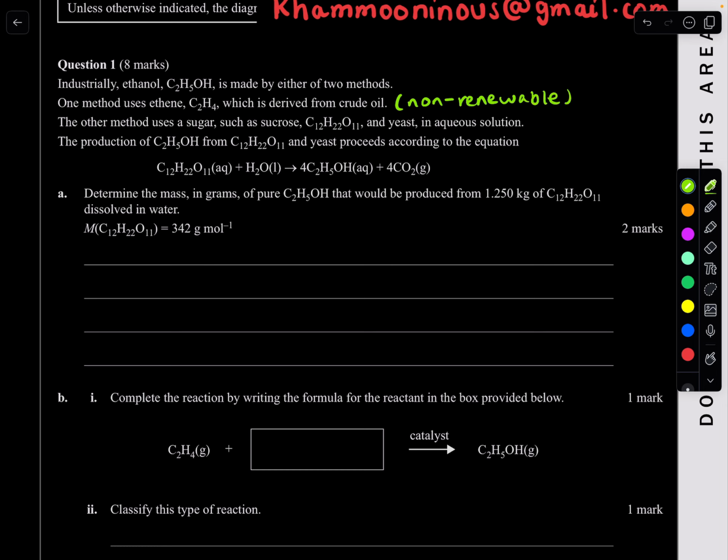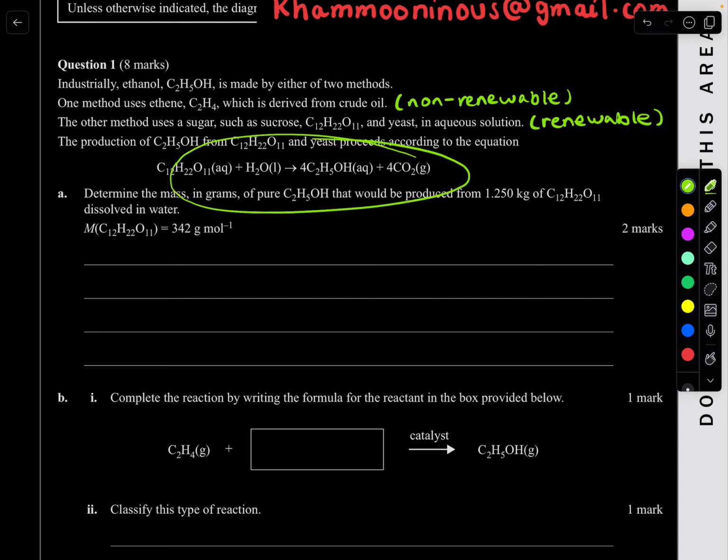And the other method uses sugar such as sucrose and yeast in aqueous solution. In other words, this is actually a fermentation reaction. If you don't know, when we ferment glucose, it's pretty much the same thing. When we take sugar and we ferment it with yeast, pretty much the same thing. So straight away, I know this is renewable. Beautiful. So the production of ethanol from sucrose and yeast proceeds according to this equation.